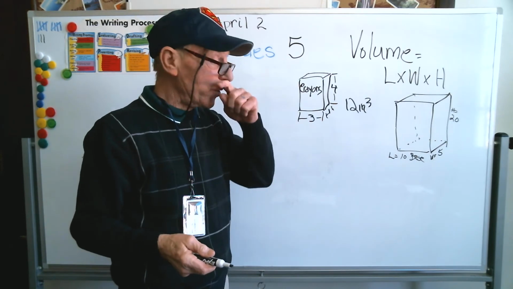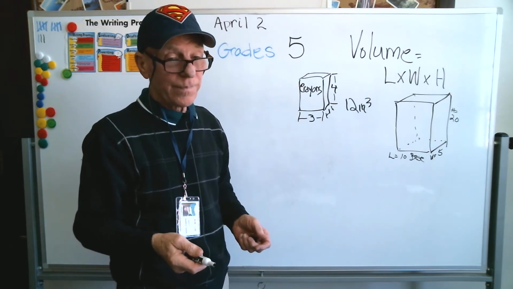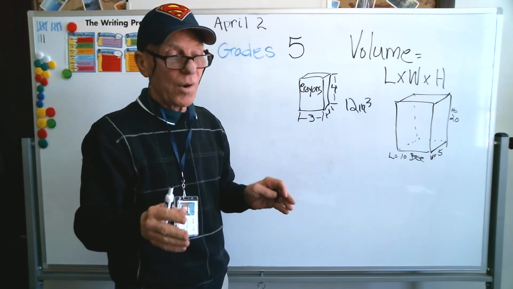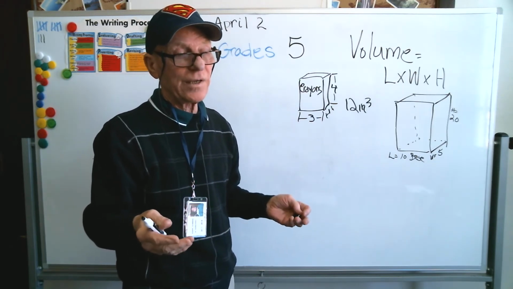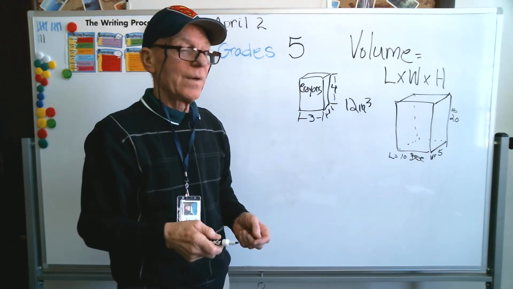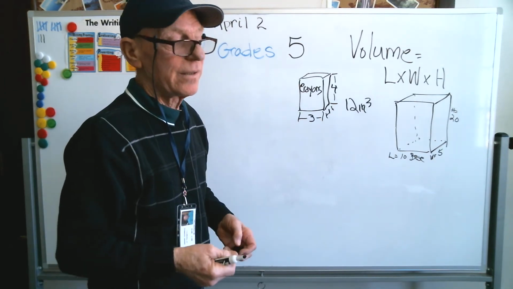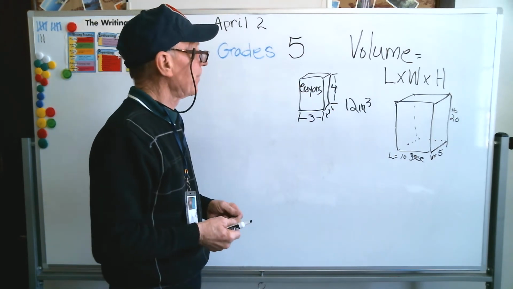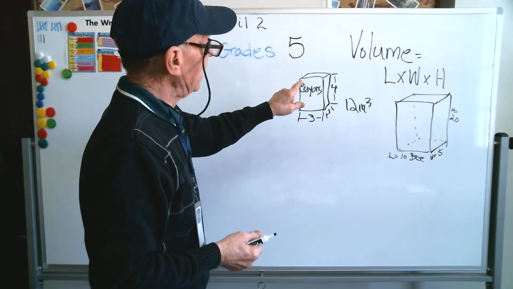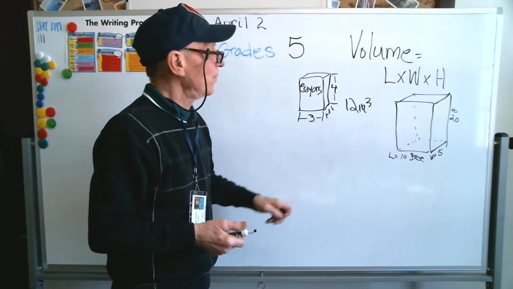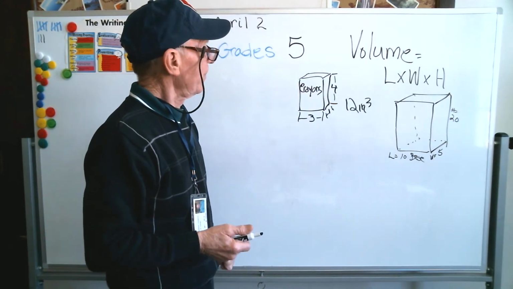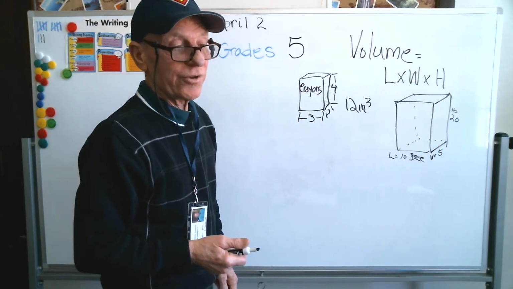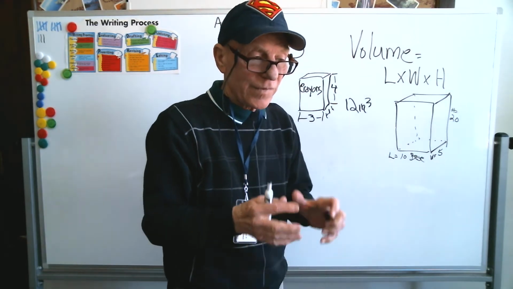The exponent for cubed is a 3. When you did area, the exponent that defines area is square. That's a 2. But when you're talking about cubic dimensions, the exponent would be a 3. So we know that each box of crayons will take up 12 cubic inches, the volume of it.